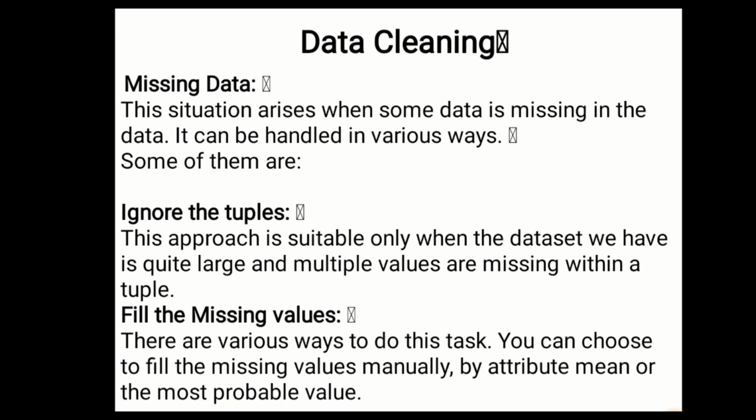Some of them are: ignore the tuples. This approach is suitable only when the dataset is quite large and multiple values are missing within the tuple. Second one, fill the missing values. There are various ways to do this task. You can choose to fill the missing value manually, by attribute mean, or by the most probable value. For example, if the customer average income is 25,000, then you can use this value to replace the missing value for income.